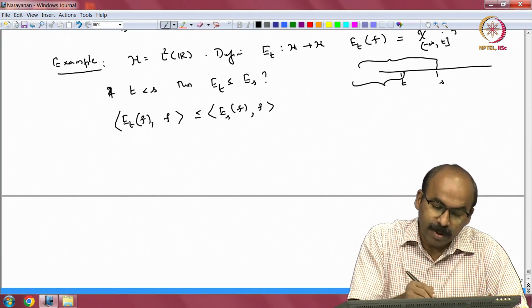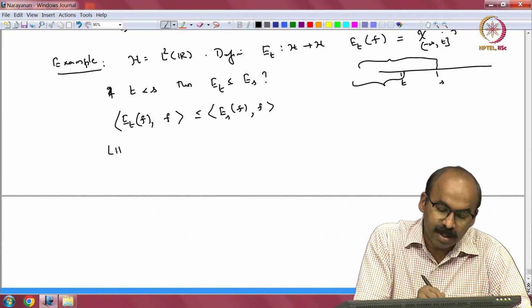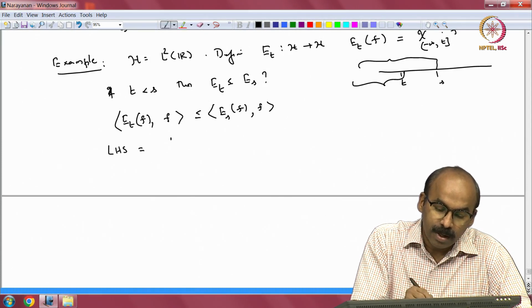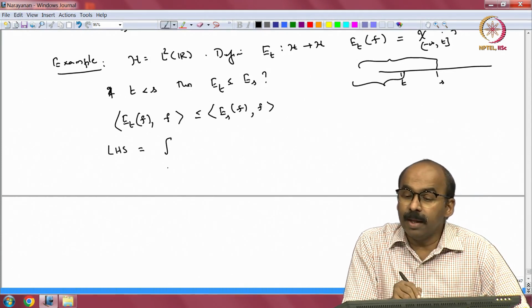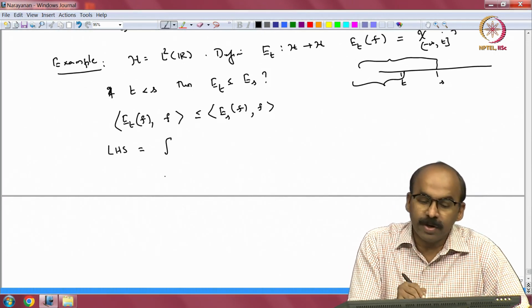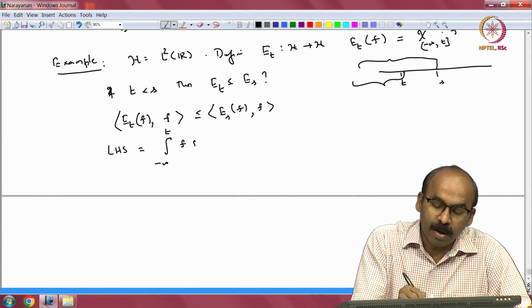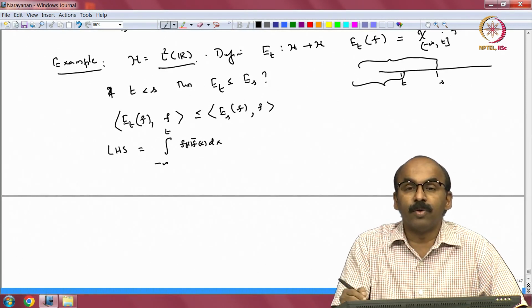Well, this is trivial. What is the left hand side? This is nothing but an integral. E_t is multiplication by the indicator function of minus infinity to t. So this is the integral from minus infinity to t of f bar. Let us write f(x) f bar(x) with respect to the Lebesgue measure, because I am looking at L2 of R.